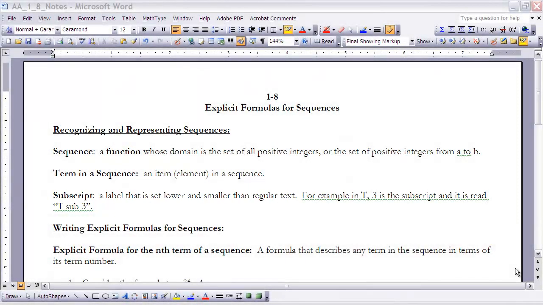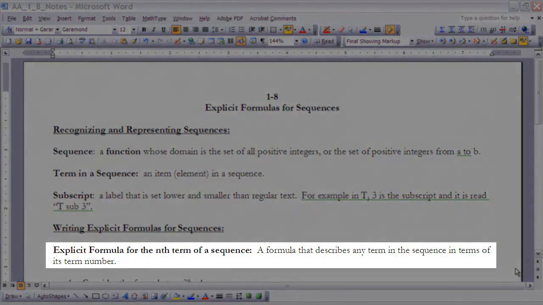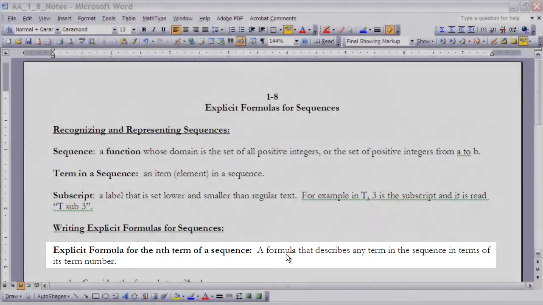Finally, in terms of terminology, under the idea of writing explicit formulas for sequences, an explicit formula for the nth term of a sequence is a formula that describes any term in a sequence in terms of its term number. Okay, well, it's kind of hard to understand. First of all, realize that we're talking about an explicit formula. We'll talk about a different type of formula for a sequence later in this course. But an explicit formula for a sequence is when you can write a formula in terms of the term number. So in other words, our domain is the term number.